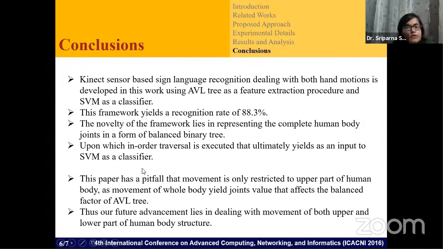One of the pitfalls is that it only considers upper body movement. So upper body movement is one particular drawback of this work. You can include much more complex body gestures where not only the upper body but also the lower body will move. Then, if the total human body is moving, how much accuracy can you get? That can be one particular future work that you can do after taking inspiration from this paper. So, this is all about today's lecture.